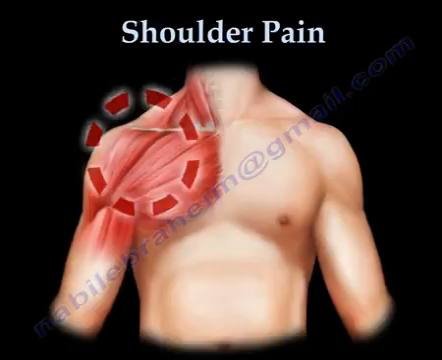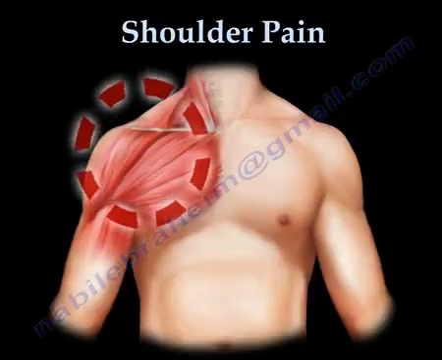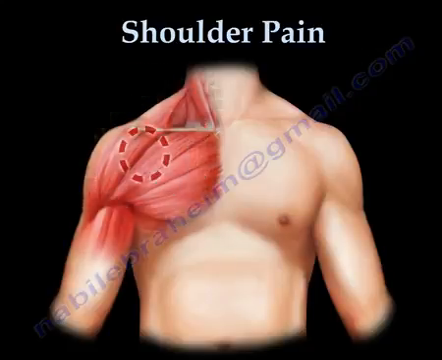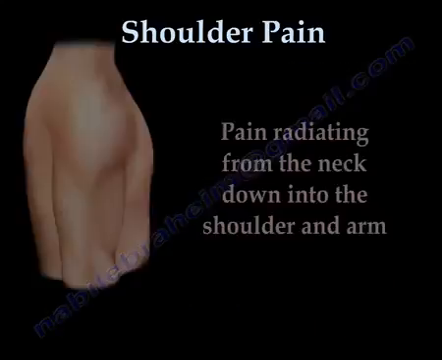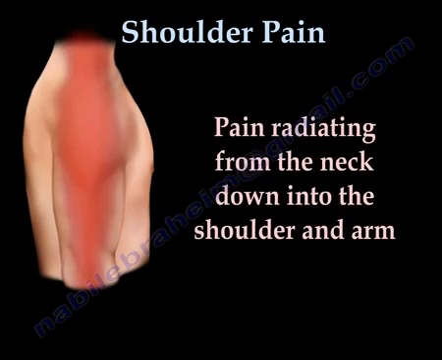Shoulder pain is most commonly associated with injury to the muscles, tendons, and ligaments within the shoulder. However, this pain can also originate from the area of the cervical spine and radiate from the neck down into the arm.